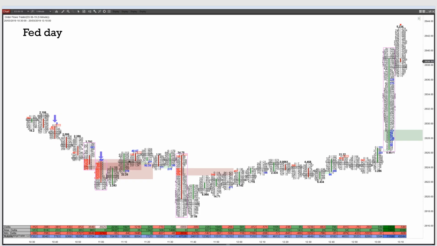Okay, now this one I put in here. This is a Fed day, actually. This is March 20th. Obviously, you got the big move up there after the Fed news, but forget that part right here. We're coming into this area in here, congestion, right? I talked about this earlier.